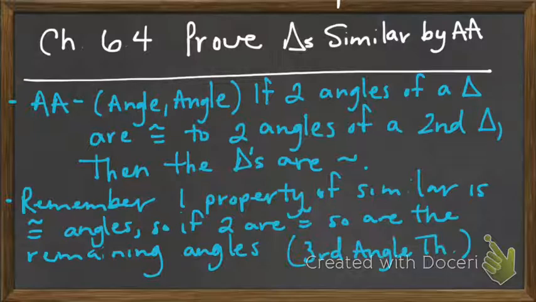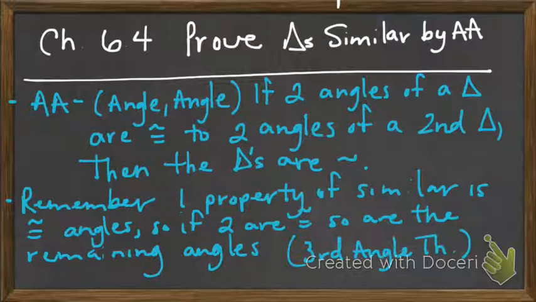So with that being said, if two angles of a triangle are congruent to two angles of a second triangle, then the triangles are similar. And partly because of something that we have already learned. If you remember that one property of similar triangles or similar figures is that the angles are congruent. So if two of the angles in a triangle are congruent, the remaining angles have to be congruent as well. If you remember, that's from the third angle theorem.